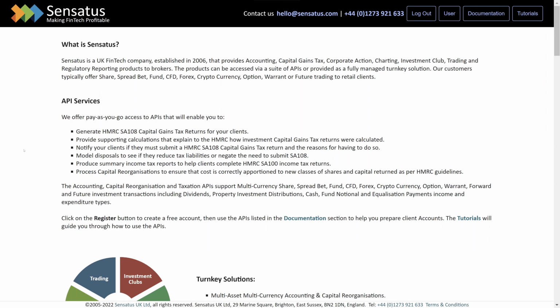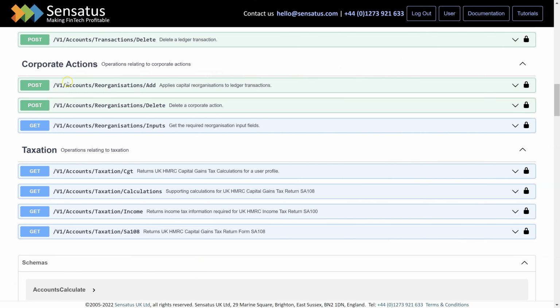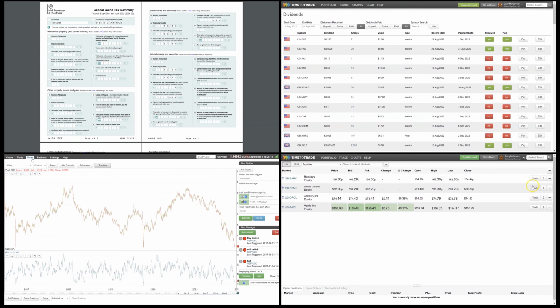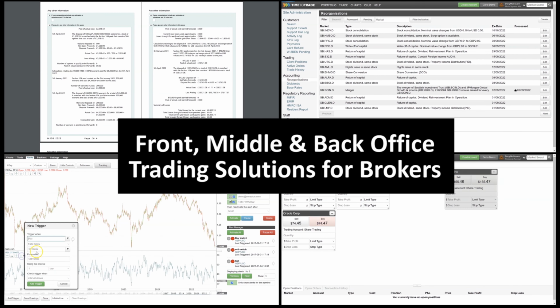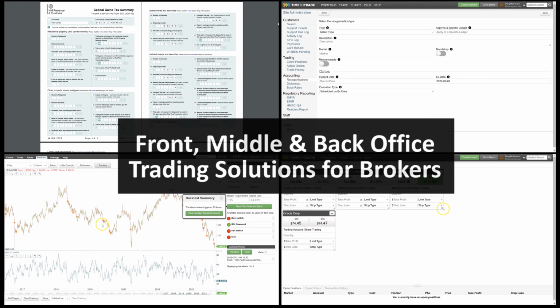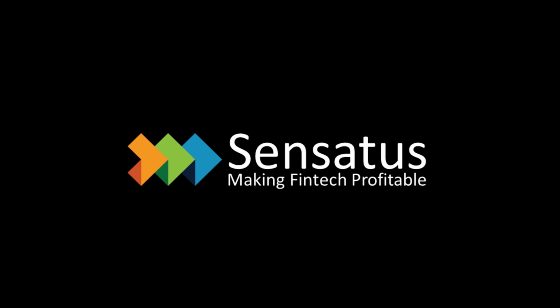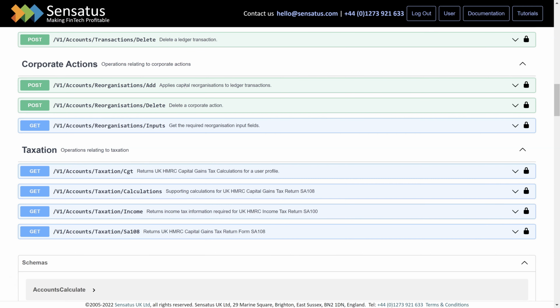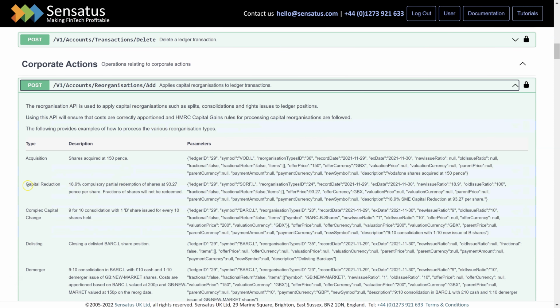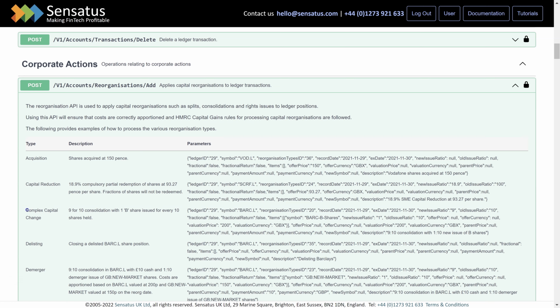This tutorial provides an example of how to use the Sensatus Capital Reorganisation APIs to process a complex capital change. The complex capital change reorganisation type ID is used to process reorganisations that include the issue of other classes of shares, typically combined with a consolidation and sometimes a cash payment per share.